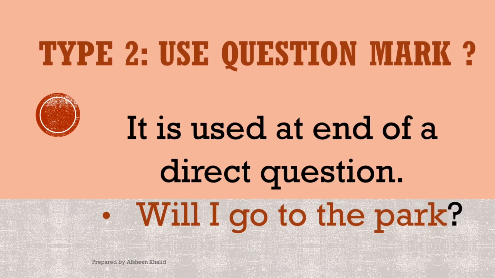Type number 2, use question mark. It is used at end of a direct question. Will I go to the park? So that means you will put question mark at the end of the sentence.